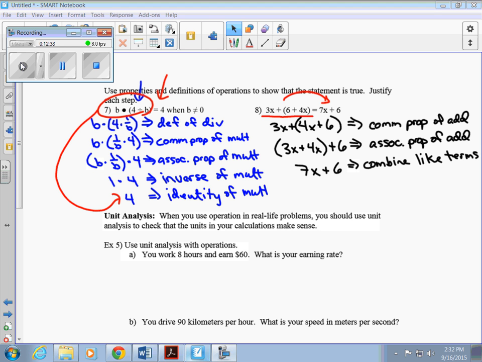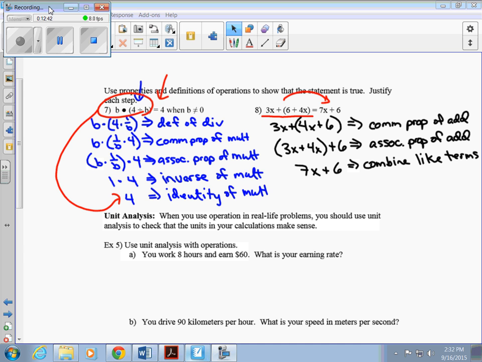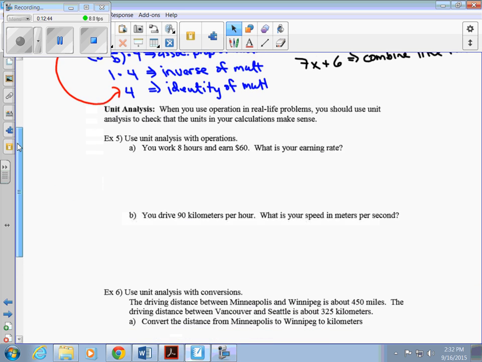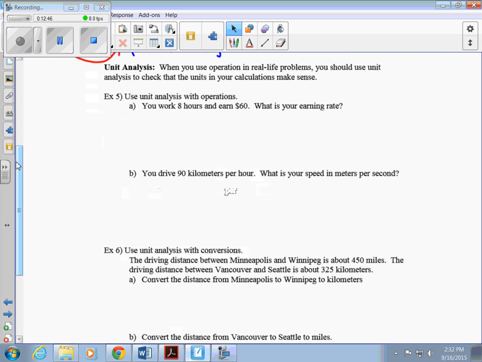The next thing we're going to talk about is something called dimensional analysis or unit analysis. Your science teachers might call it one thing or another, but either way, you have to know how to convert things from one type of unit into another type of unit. So unit analysis is when you use operations in real life problems, you should use unit analysis to check the units in your calculations make sense.